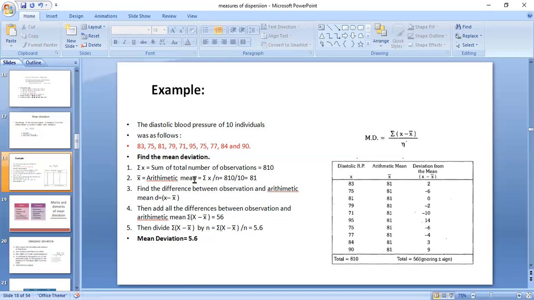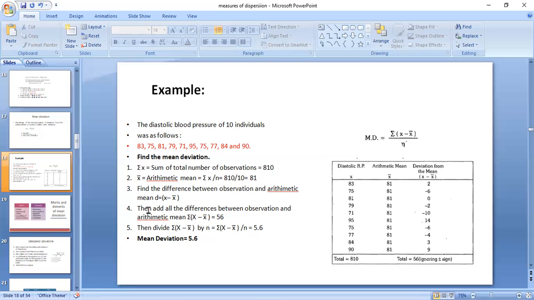Then we have to find the arithmetic mean. For finding the arithmetic mean, we will divide the sum of all observations by the total number of observations. So the sum of all observations is 810 and the total number of observations is 10. So we will get the arithmetic mean of 81. Then we have to find the difference between the observation and the arithmetic mean for all the observations. So here are their differences.